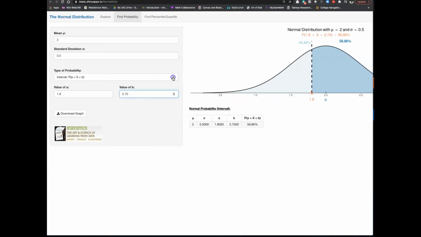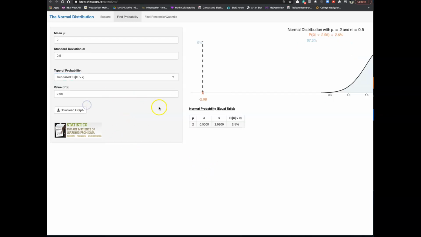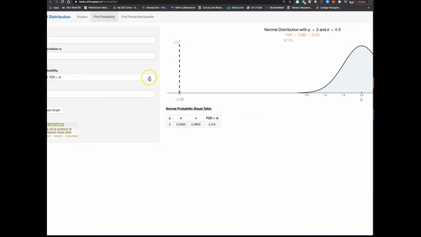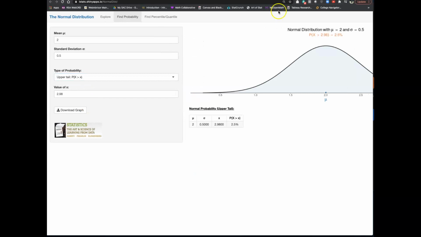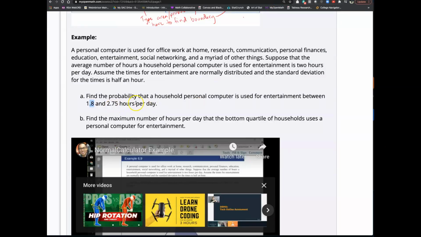Of course, you could calculate other probabilities, less than, greater than probabilities, and even ones where we're looking at opposite directions, looking at the two tails. That's a very specific situation, but you can calculate those. So that would be how you then answer that.